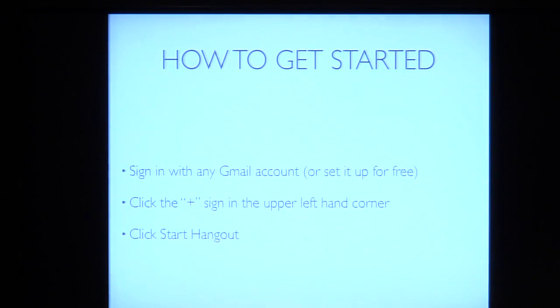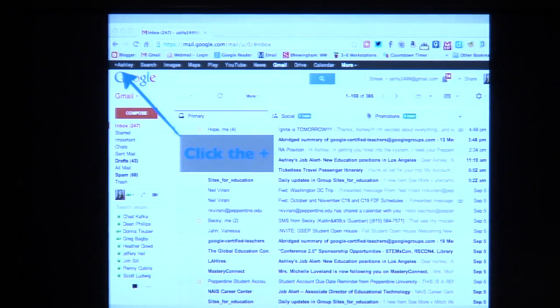Next slide. All right, so let's look at how you can get started with Hangouts. You said, that's great, how do we do it? Okay. Again, you're going to need this free Gmail account. From there, you're going to click the plus in the upper left-hand corner and then click Start Hangout. Next slide. So this is what it looks like. From your Gmail account, this is just my Gmail. In the top right corner, there's a plus, and then there's my name. So you click that plus.